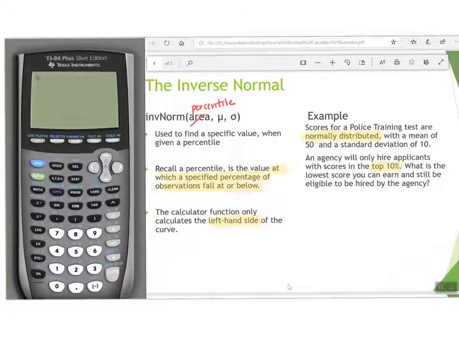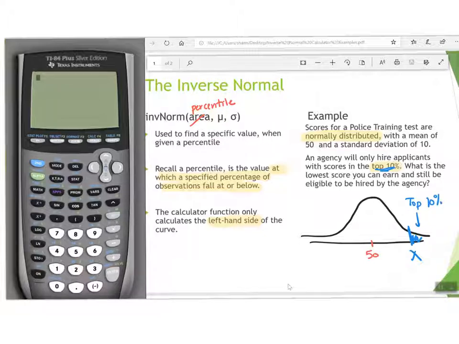So for this problem, here's what we're going to do. We're going to draw a curve. And on this curve, we're going to set the mean at 50. And what I'm interested in knowing is this now. I want to know what value corresponds to the top 10% or the top 10 percentile. So the top 10% is going to sit on the right-hand side of the curve over here somewhere. I want to know what is the x value that corresponds to that. In order to find this, we're going to use the inverse norm. We're going to go backwards this time.